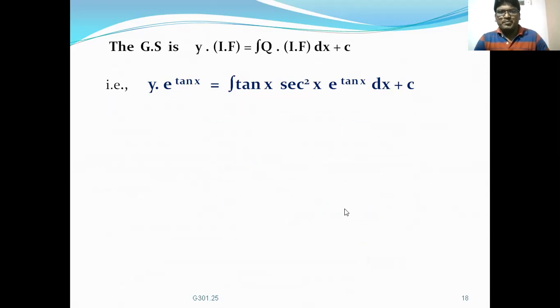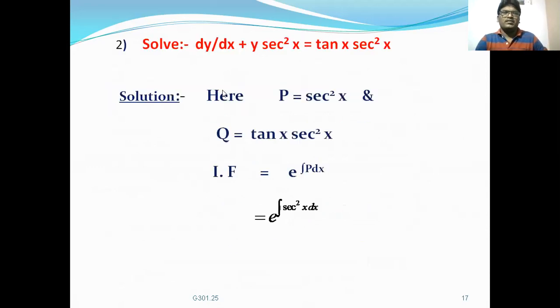So I will repeat this problem once again. See here, solve dy by dx plus y into secant square x is equal to tan x into secant square x. Now we have to check once whether this equation is linear or not. First condition: the given differential equation is a first order differential equation. The power of the derivative is 1. Next, the power of y is also 1. So the first case is completed.